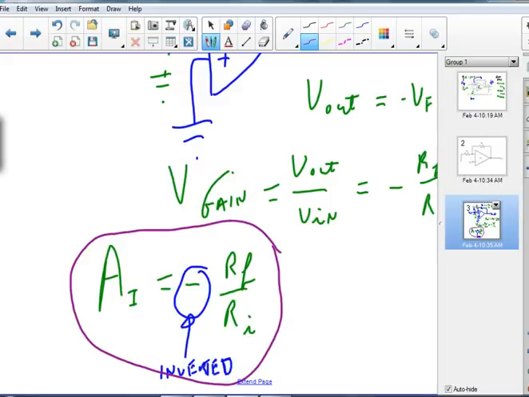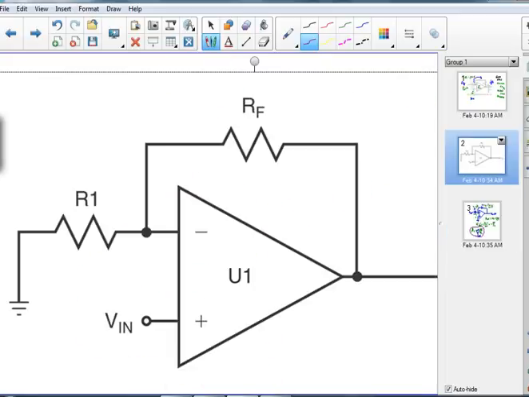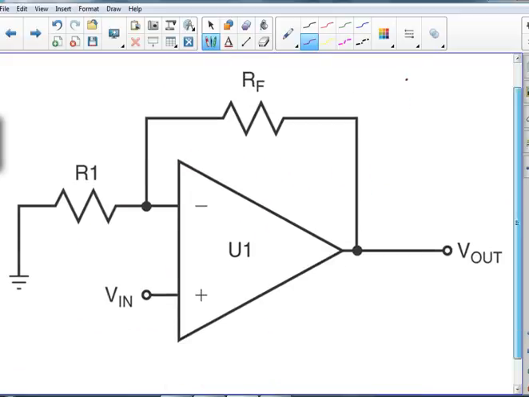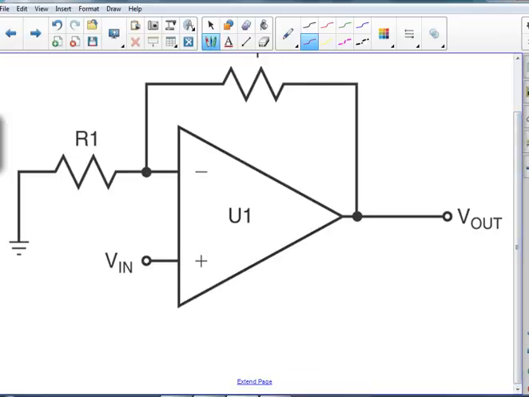Okay, now we've got to do it again. So now we've got this guy here, and the difference between the plus and minus terminal is not very much. It's absolutely nothing, because if it was anything at all, it'd be multiplied by infinity, and I'd be in saturation, right? So that means I have to have Vn sitting there as a voltage as well.